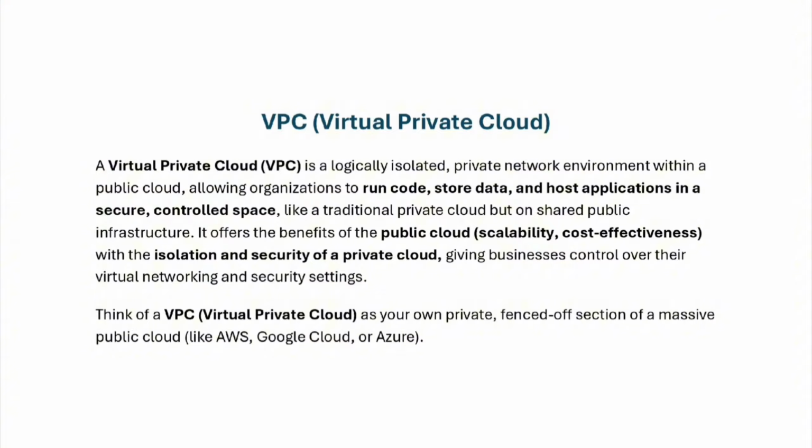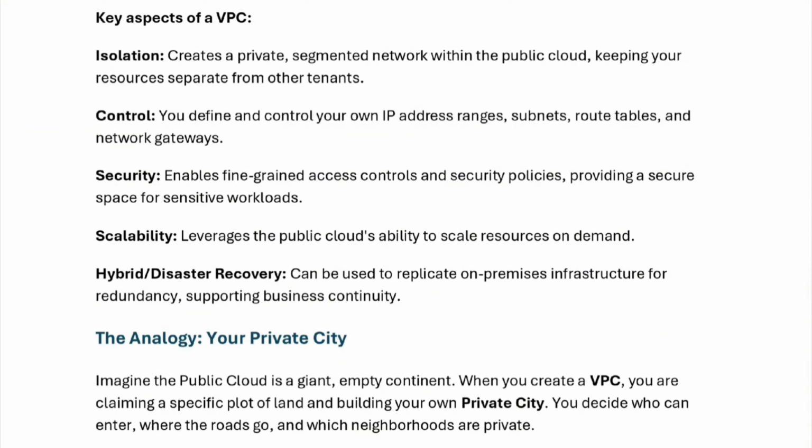Think of VPC as your own private, fenced off section of a massive public cloud like AWS. So VPC is like a personalized land of yours which you buy from AWS. If AWS is a world, VPCs are the land you buy to build your infrastructure or cloud. What are key aspects of VPC? Isolation, control, security, scalability, hybrid or disaster recovery.